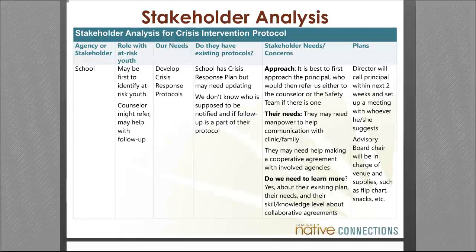And again, we go back to that community systems analysis: who you have in there, who you need to include in there. Maybe you want to approach the principal or one of the counselors or a safety team if they have one. And then you want to look at what their needs are. They may need the manpower to communicate with families, with the clinics. They may need help making a cooperative agreement with different agencies that want to be involved with this. And Deborah, there's always that family of parents that are always involved with everything, so you never know. You might find a parent to help out.